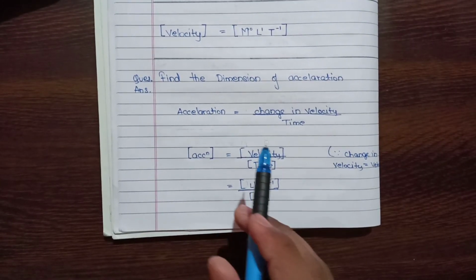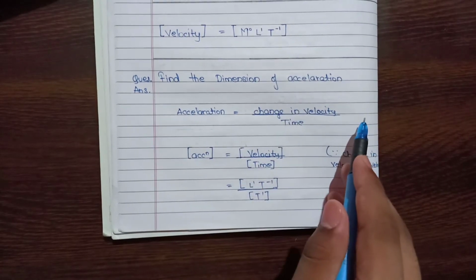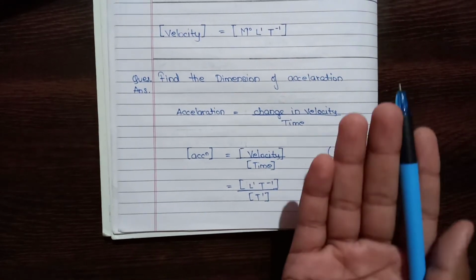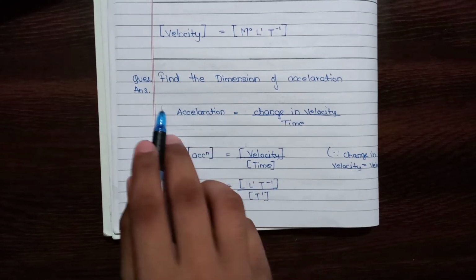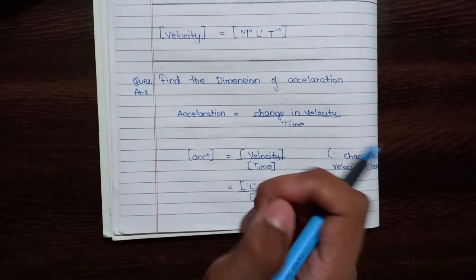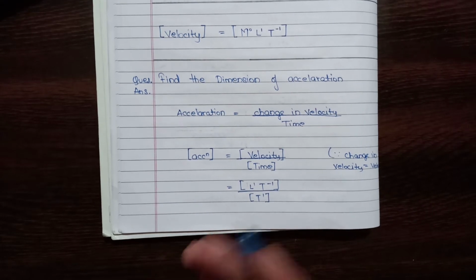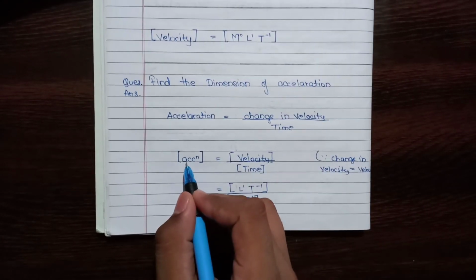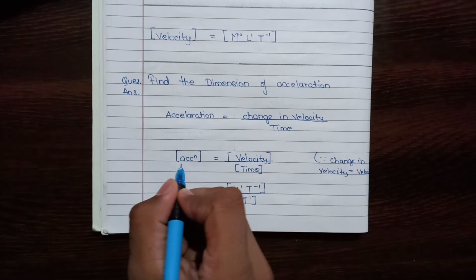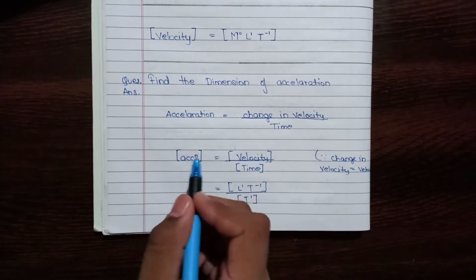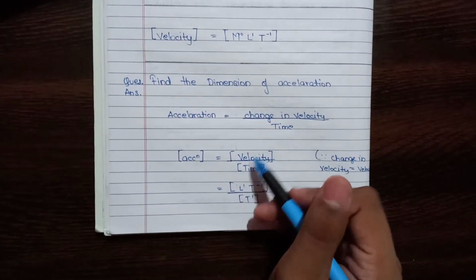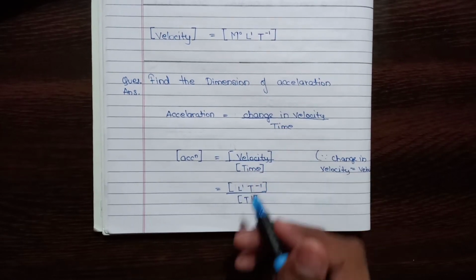So our very first question would be to find the dimension of acceleration. See, acceleration is nothing but the rate at which the velocity of a body changes. First of all, we'll write the formula of acceleration, which is change in velocity upon time, meaning how much velocity is being changed in a given time. So first of all, how we'll write it is dimension of acceleration. In the last lecture I told you that in order to find the dimension, we write the physical quantity in a bracket. So dimension of acceleration is change in velocity, which is nothing but velocity, so dimension of velocity upon dimension of time.